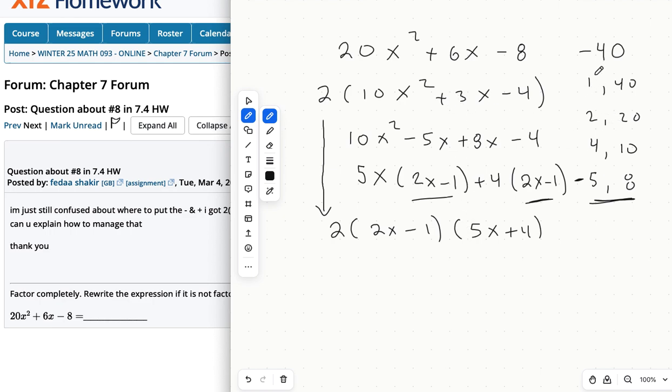And they're hard to find. I've done thousands of these, so for me, I can spot them pretty easy. It's pretty normal for students to have a harder time finding these. But if you keep looking, it's there. You just have to go down the list until you get the signs and the numbers to work out correctly to that middle term. Hopefully that helps.